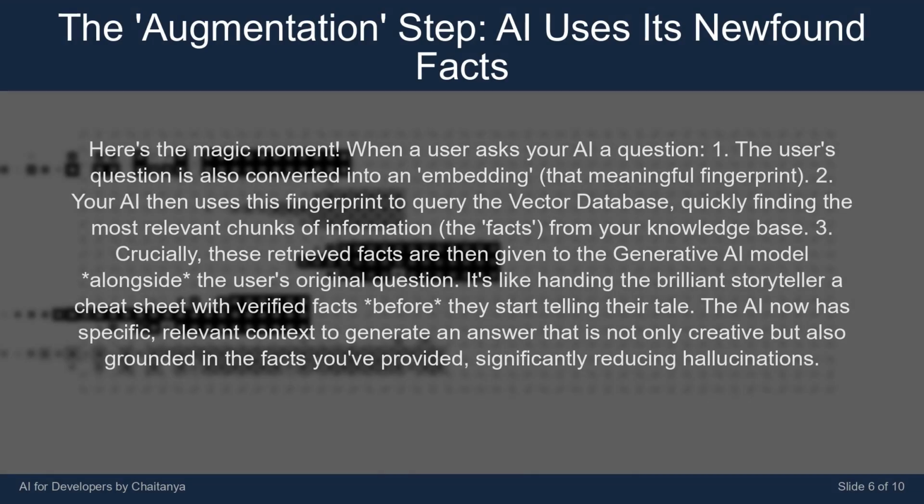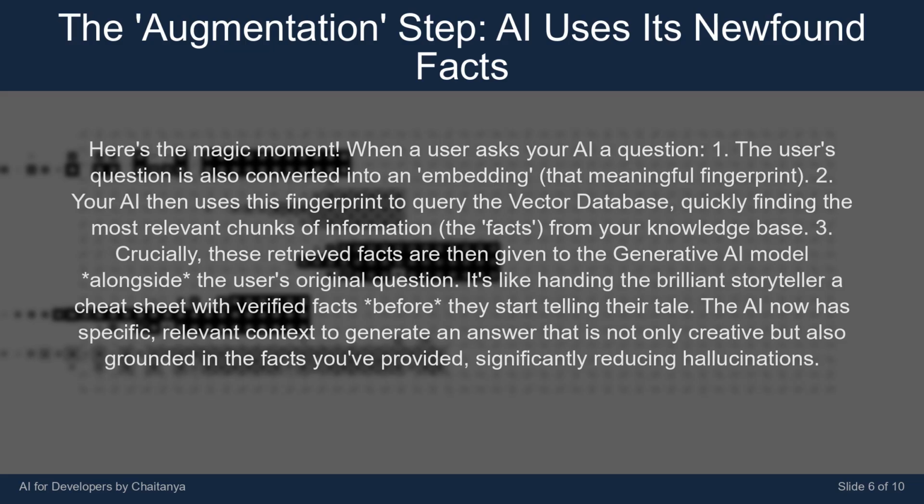Here's the magic moment. When a user asks your AI a question, 1. The user's question is also converted into an embedding, that meaningful fingerprint. 2. Your AI then uses this fingerprint to query the vector database, quickly finding the most relevant chunks of information, the facts, from your knowledge base.